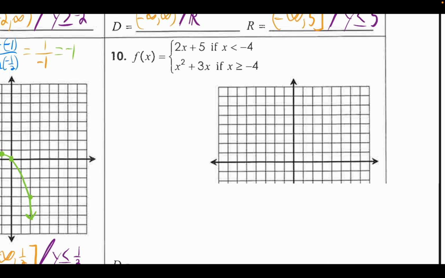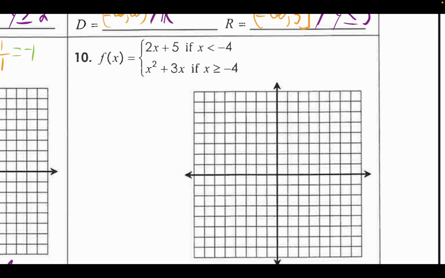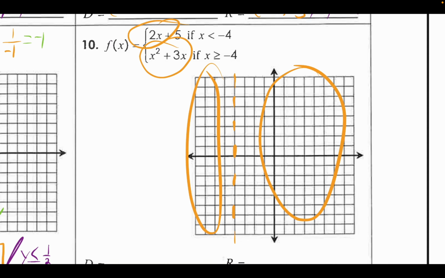Now on number 10, we get a piecewise function. How exciting. So piecewise functions, remember, are ones where you stitch together different pieces here. So anywhere that is less than -4 for x values, we're doing this top one, but anywhere that is -4 or greater for x values, we're doing the bottom one. So I like to do this dashed line through here. So x is less than -4, I'm going to make a dashed line there. And x is greater than or equal to -4. So that's where they change from one function to the other. So to the left of this line, we'll be doing the top function, and to the right of the line, we'll be doing the bottom function.